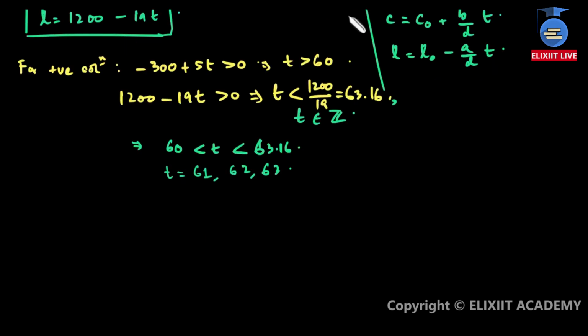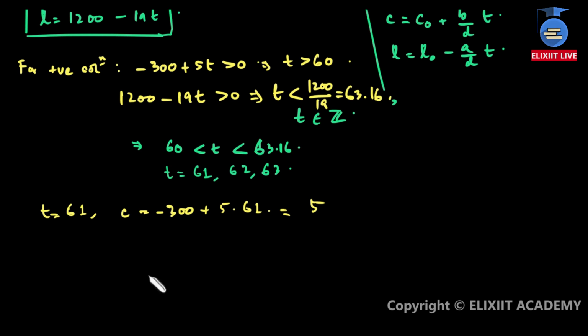So for instance, for the first case, when T is equal to 61, what will we see? C is minus 300 plus 5T, which is minus 300 plus 5 into 61. That is minus 300 plus 305, so the difference is 5. So C is 5 in this case.